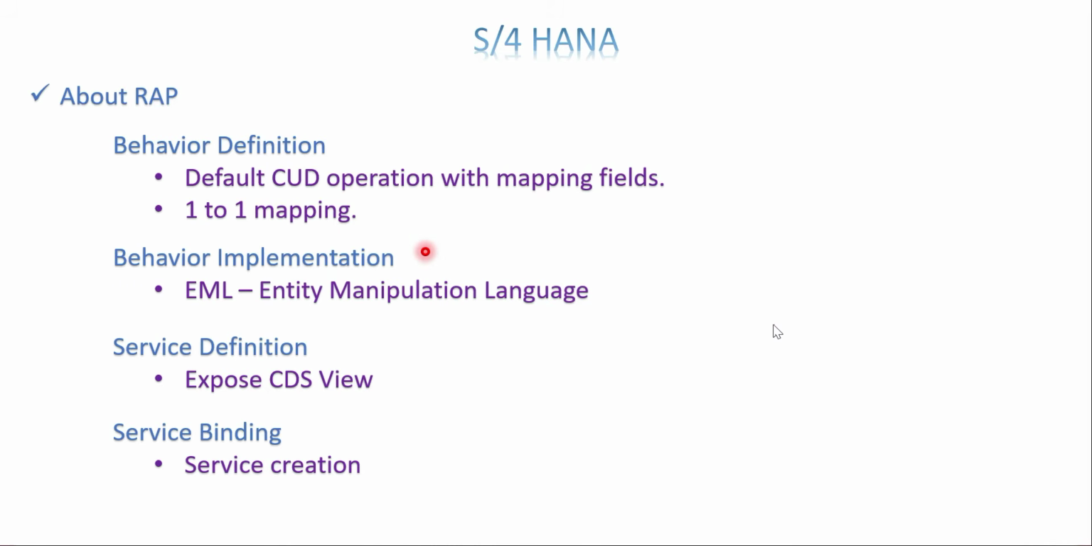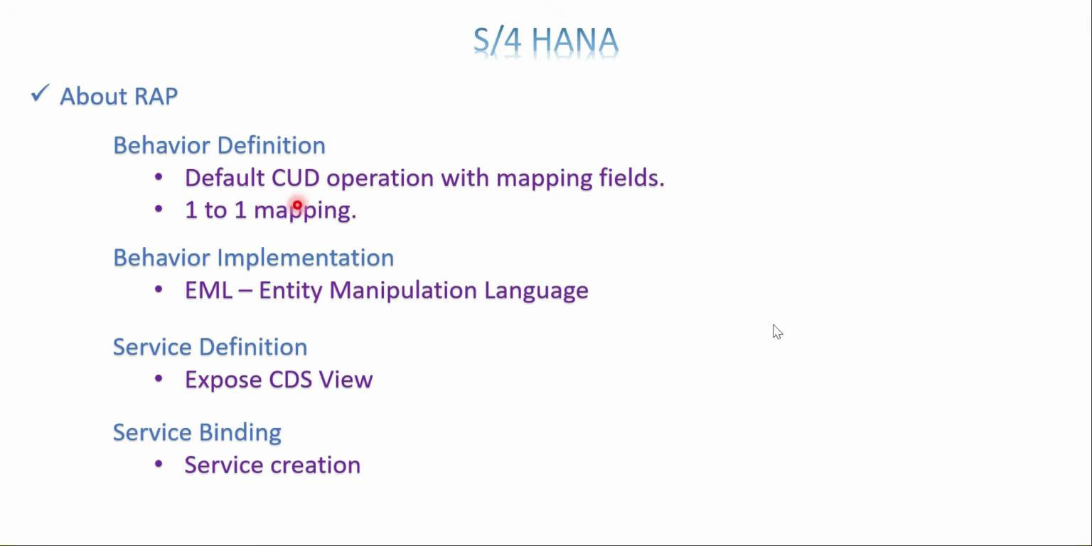We'll see later about one-to-one mapping. Behavior implementation is nothing but, in a behavior definition, it automatically creates a class name. It starts with GRY, okay? And that class is to be implemented. Once the class is ready, obviously you know it's ABAP. Okay, it's an ABAP layer. You can write whatever you want based on your business requirement. That part is called EML, Entity Manipulation Language.